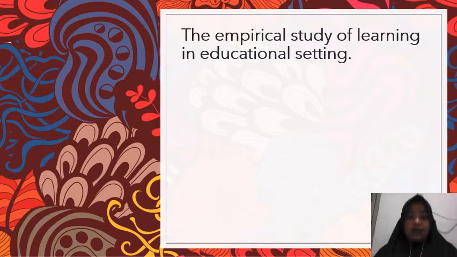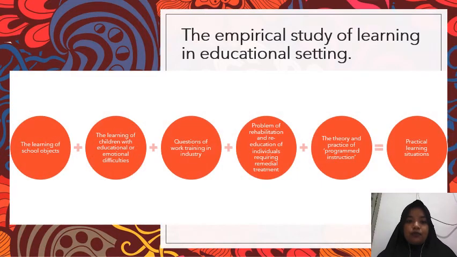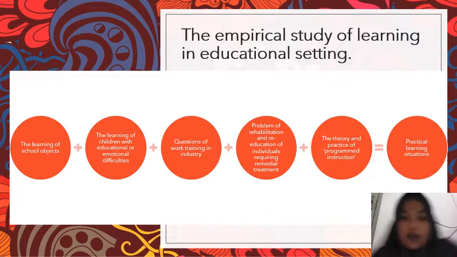The next I will present is the empirical study of learning in educational settings. Here are the practical learning situations. The first, the learning of school subjects. The second, the learning of children with educational or emotional difficulties. The third is questions of work training in industry. The fourth, problems of rehabilitation and re-education of individuals requiring remedial treatment. The fifth is the theory and practice of programmed instruction.